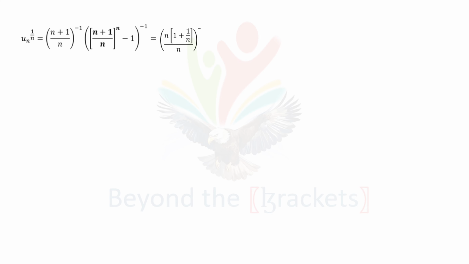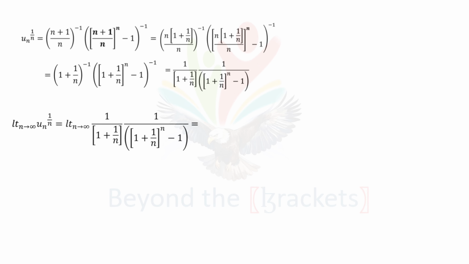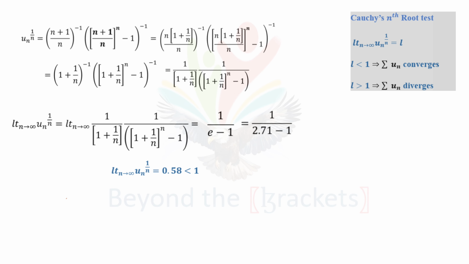Taking n common for the first term and the second term, n in the numerator and in the denominator cancel out and we are left with (1 plus 1 by n) power minus 1 into ((1 plus 1 by n) power n) minus 1, whole power minus 1. Taking both the terms to the denominator, the powers become positive. We know that limit as n tends to infinity, 1 plus 1 by n is 1. So the first term becomes 1. For the second term, limit as n tends to infinity, (1 plus 1 by n) power n is e. So the second term becomes 1 divided by e minus 1. On simplification, this is less than 1. So by the root test, the series is convergent.